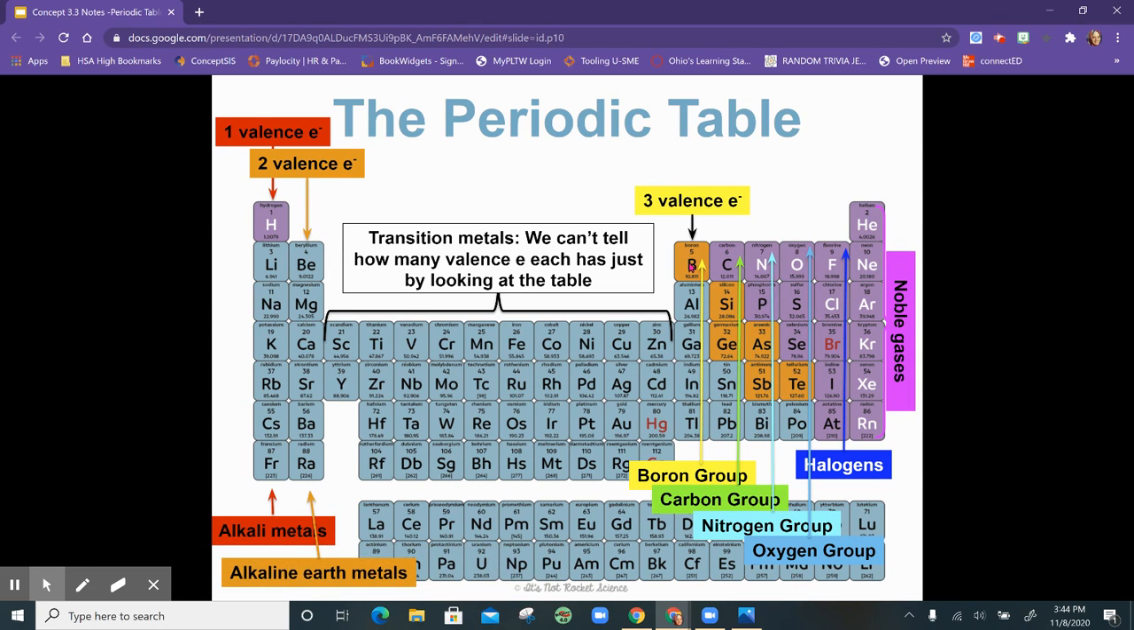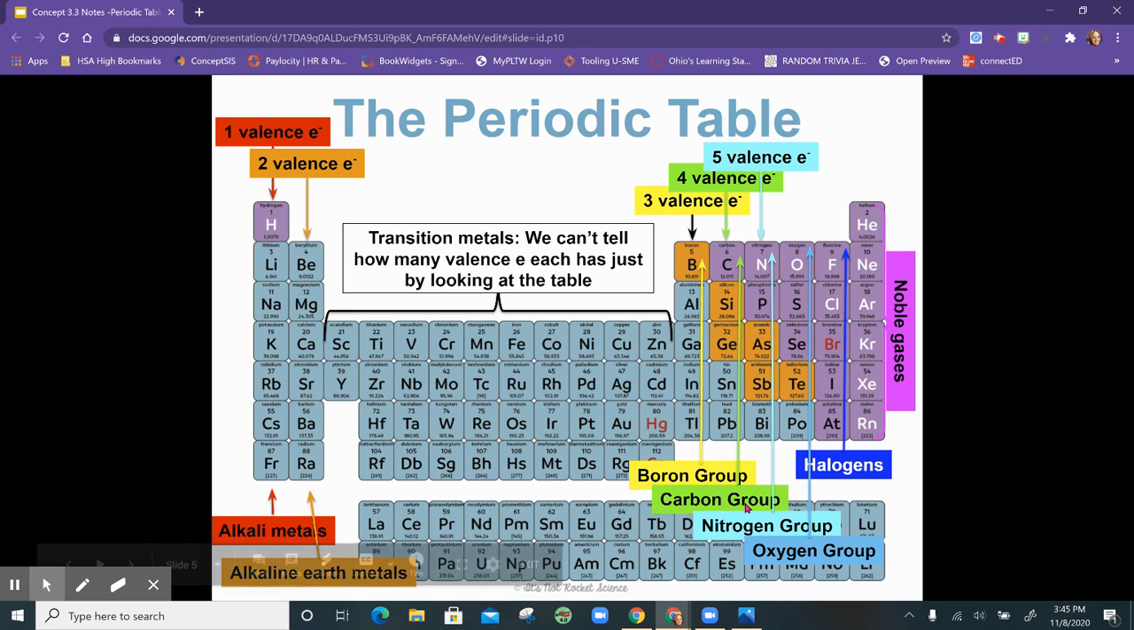Boron group. The first element is boron, so that's why we call this family the boron family or boron group. They all have three valence electrons in their outermost shell, and the carbon group has four valence electrons in their outermost shell. So carbon, silicon, germanium, tin. Tin is also known from the tomato cans, soup cans. These cans are made out of tin, by the way. And then the lead.